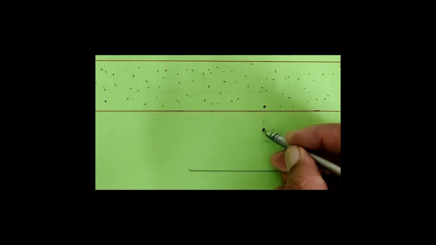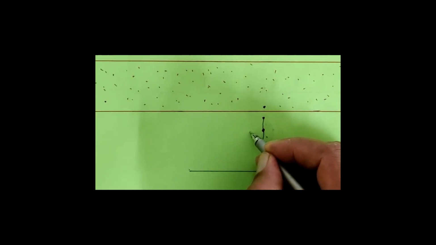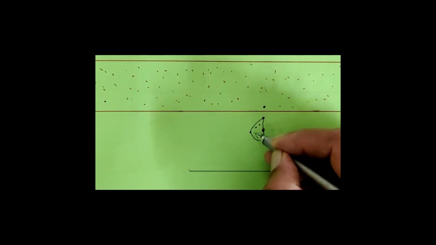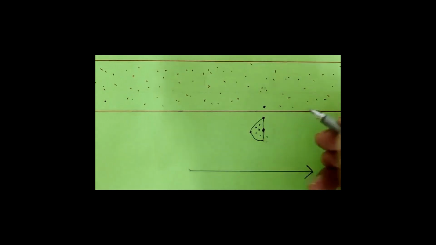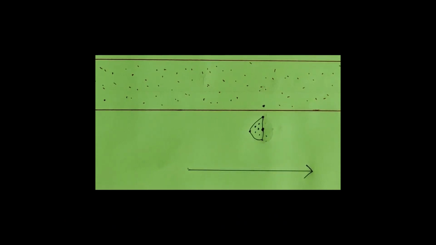From the reference point, the player takes a drop, which is 1 club length on this side, 1 club length on this side, and 1 club length behind. From here, he draws a D like this. Now, the player can drop his ball anywhere within the D. Remember, the ball has to be dropped from knee length and within the D area.